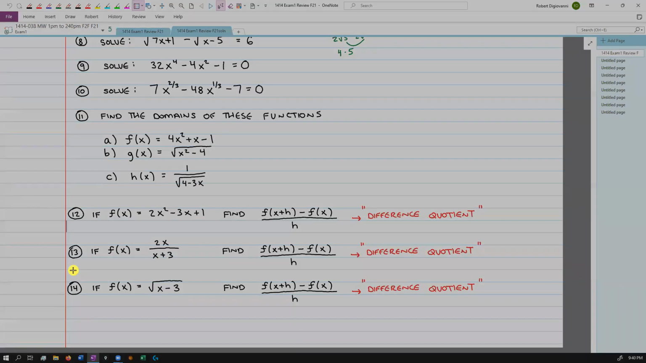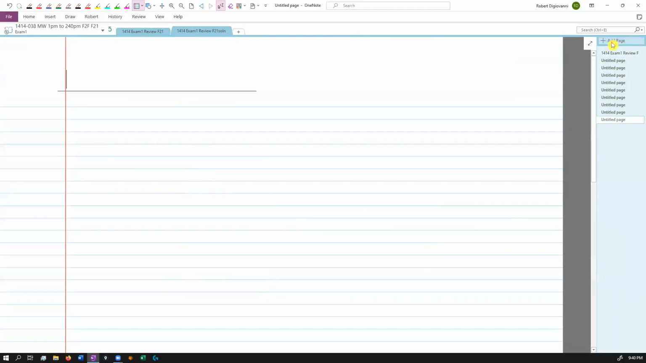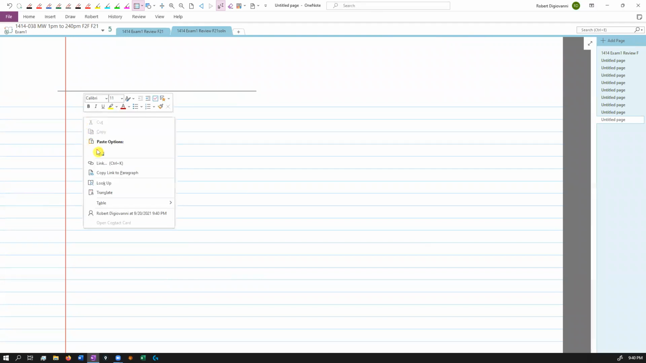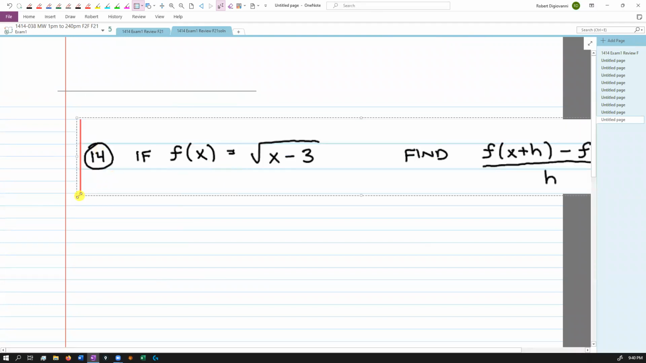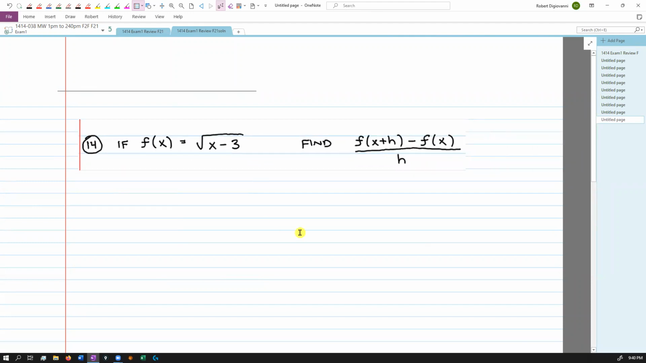All right, next one. And last one for difference quotient. Okay. All right, so let's figure out what this is first. So what's f of x plus h? Well, f of x plus h is just rewrite this with x plus h in there for the x. All right, and then f of x is just that original function, then all divided by h.